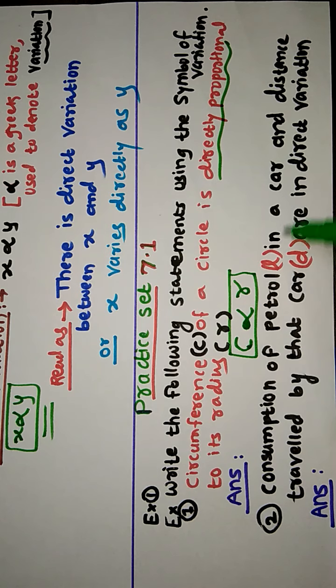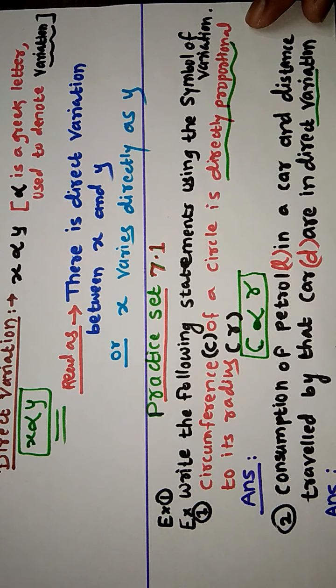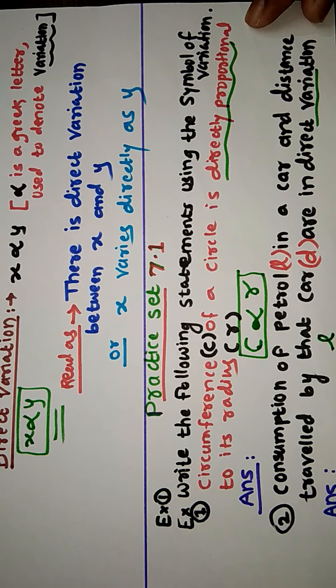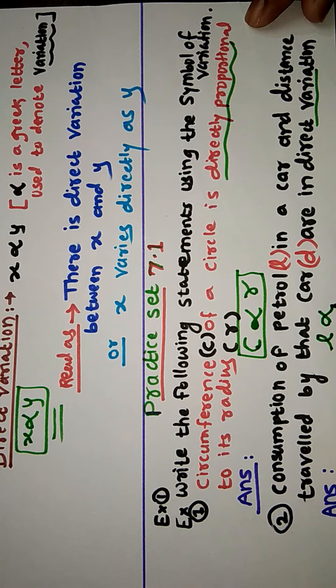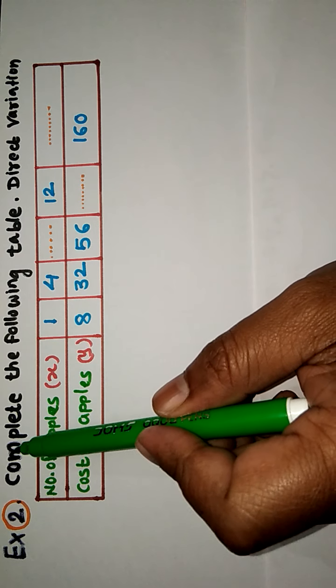Now see example number 2. The consumption of petrol L in a car and the distance traveled by that car D are in direct variation. How can we write this? There is a direct variation between L and D, or L varies directly as D.